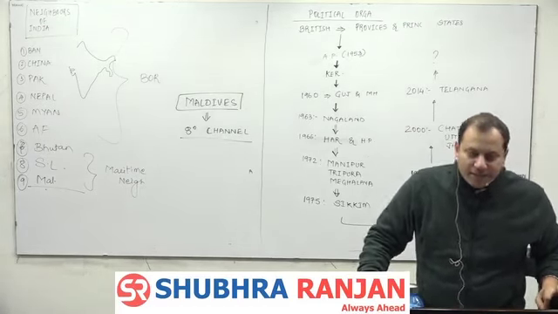Note down this. The states that touch Bangladesh are West Bengal, Mizoram, Meghalaya, Tripura, Assam. Fine with this? Next, tell me whether it is a man-made boundary or a natural boundary.